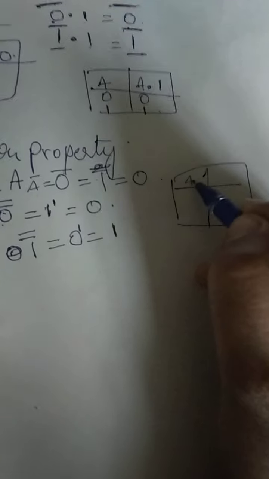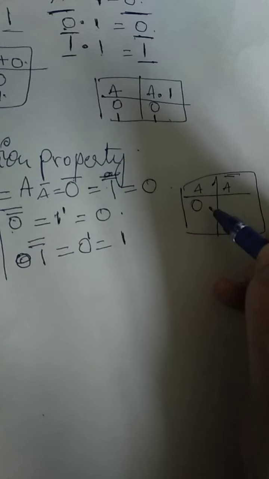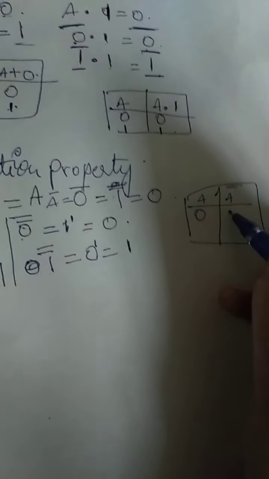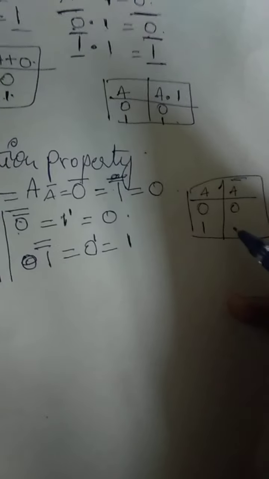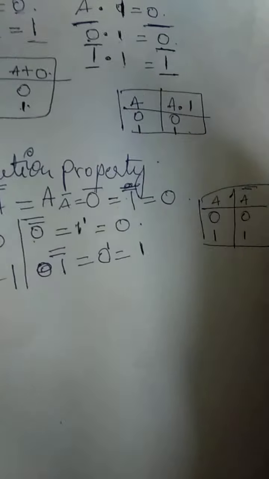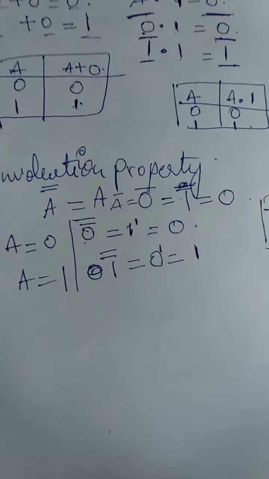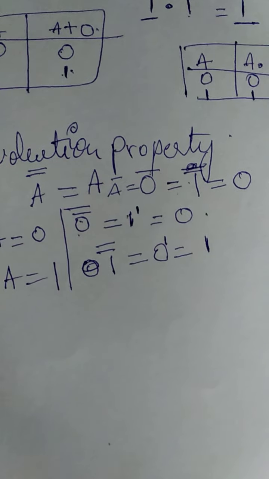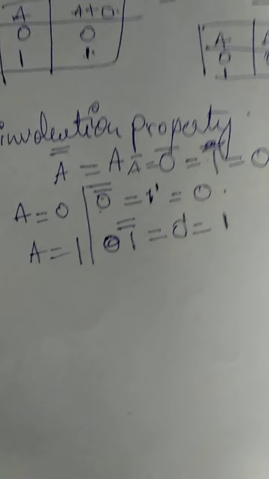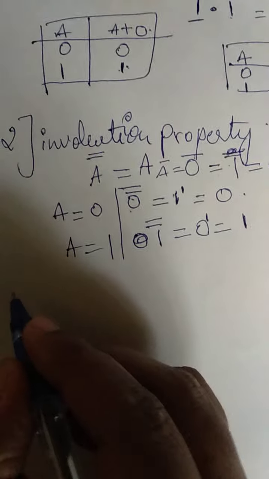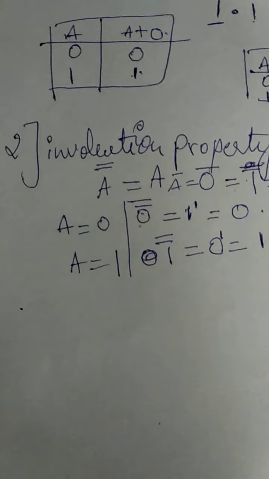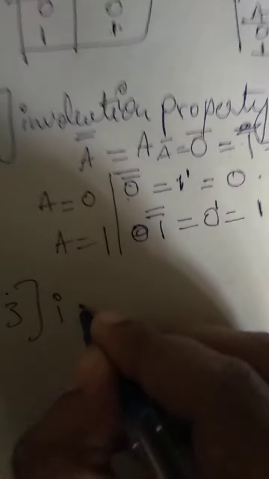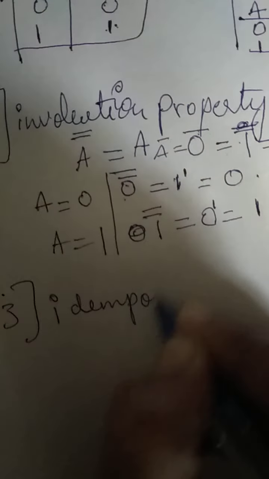So you can see the truth table. That is a, and this is a double bar. If we give the value of a as 0, then we'll get a double bar as 0. For 1, it will be the value 1. So the involution property gives the original value of the given variable. Next we'll study the idempotency property, that is the third one.